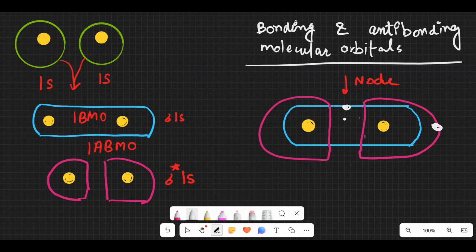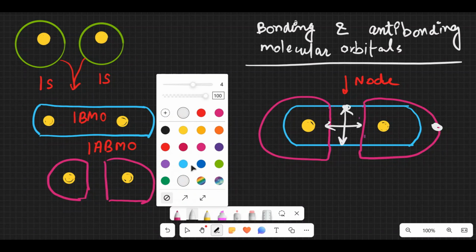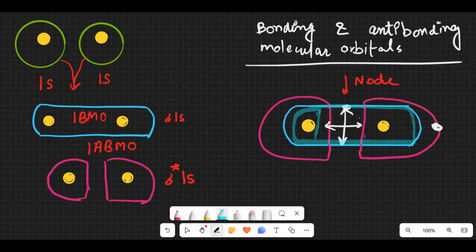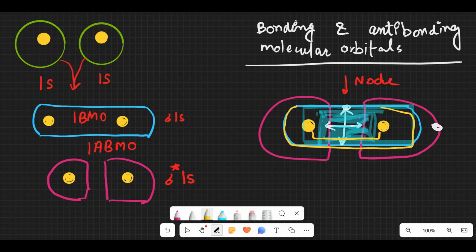They don't assist bonding. But if we look at the electron that is present between the nuclei, this is present in the bonding molecular orbital. If the electron is present in the bonding molecular orbital, it occupies the space between the nuclei, and this is the major difference between anti-bonding and bonding molecular orbital: the bonding molecular orbital occupies the space between the nuclei, but the anti-bonding molecular orbital does not occupy the space that is present between the nuclei.